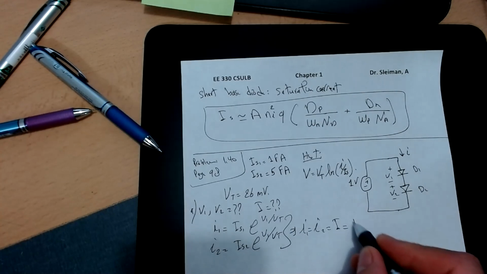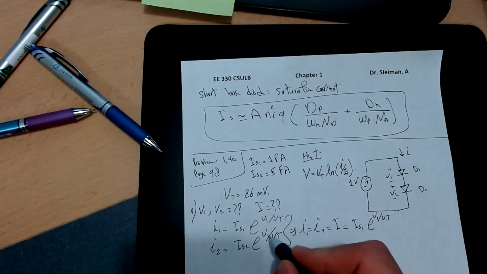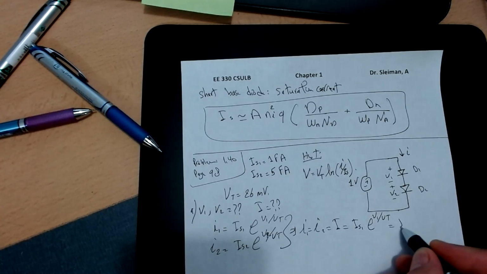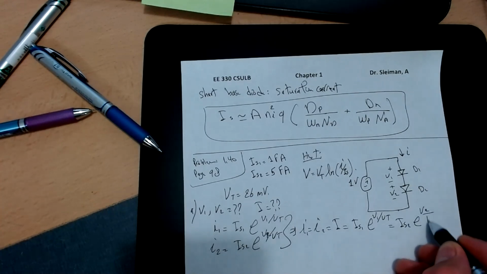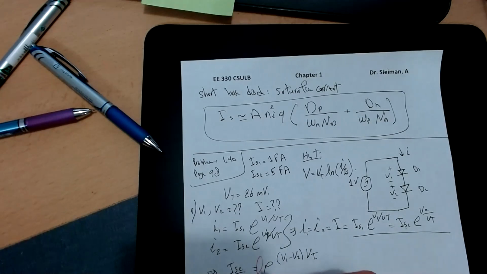which is IS1 e^(V1/Vt), equal to IS2 e^(V2/Vt). Solving this further, we have IS2 divided by IS1 is equal to e^((V1 minus V2)/Vt), and we multiply both sides by ln.